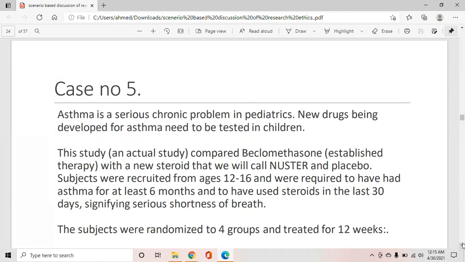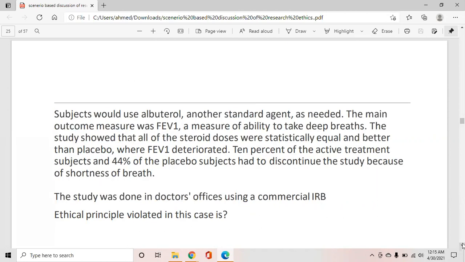The subjects were randomized to four groups and treated for 12 weeks. Subjects would use albuterol and other standard agents as needed. The main outcome measure was FEV1, a measure of the ability to take deep breaths. The study showed that all of these steroid doses were statistically equal and better than placebo, where FEV1 deteriorated. 10% of the active treatment subjects and 44% of the placebo subjects had to discontinue the study because of shortness of breath.